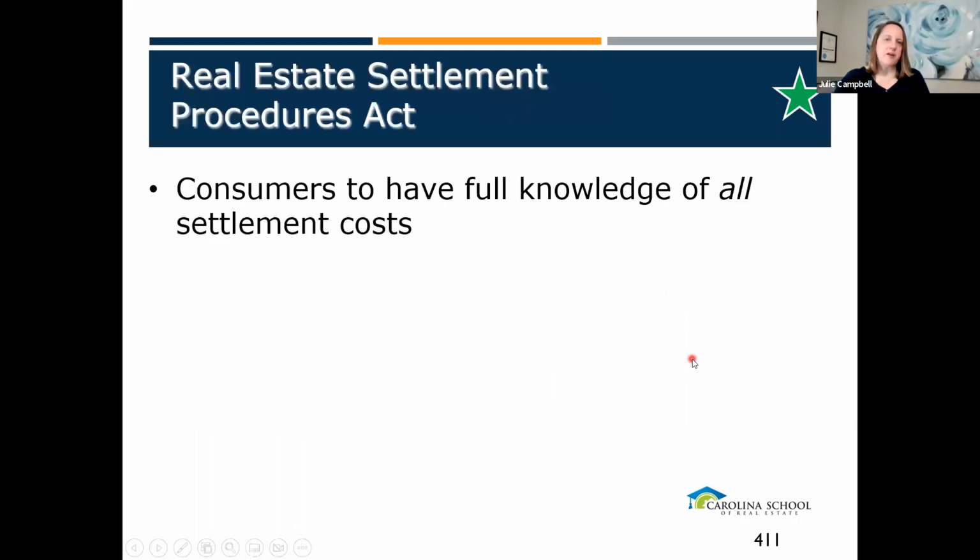Just a very brief mention of RESPA. This is the R in TRID. RESPA is the Real Estate Settlement Procedures Act. This tells the consumer the cost to get the loan, settlement charges. More on this in Unit 21. That's all we're going to say about RESPA for right now. Questions?